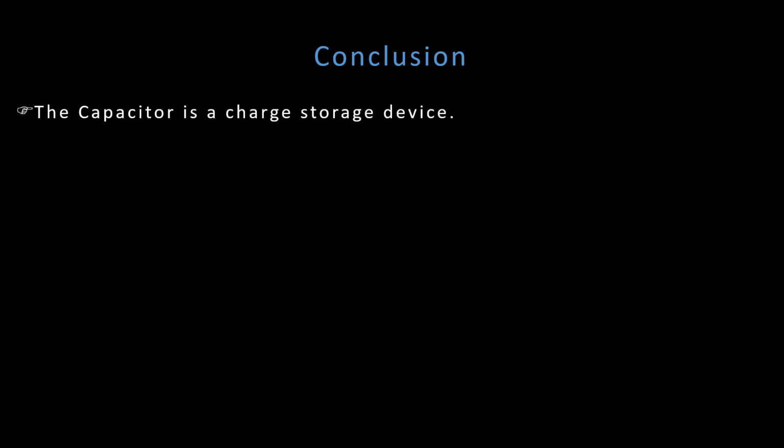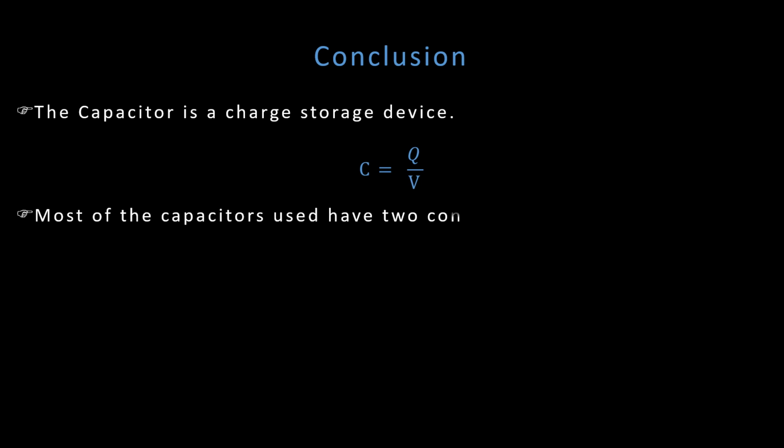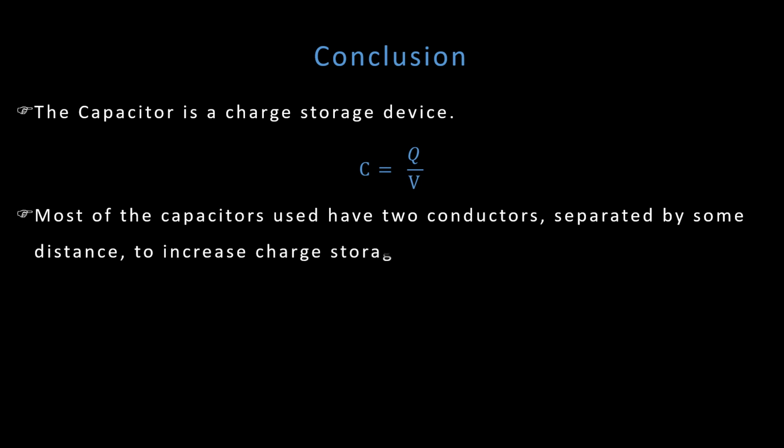So let us conclude now. So now we can say that a capacitor is a charge storage device. It is a simple conductor of any arbitrary shape, and any conductor which can hold charge can be considered as a capacitor. But normally a capacitor has two conductors separated by some distance, and the two conductors may be like two parallel plates or maybe two concentric cylinders.